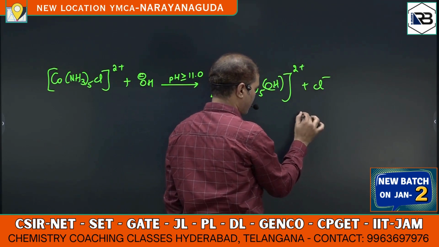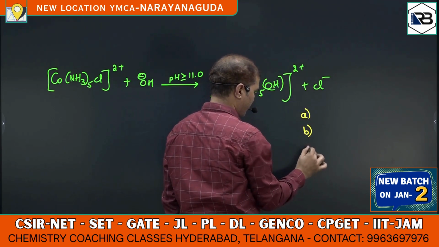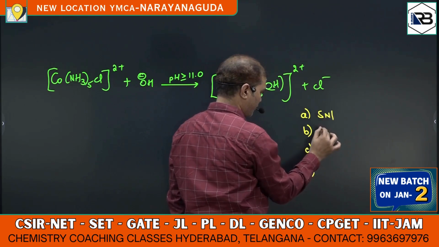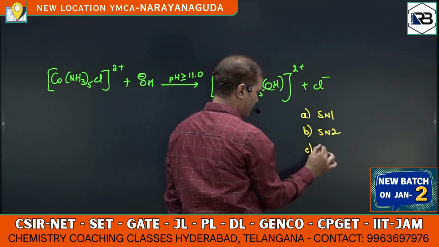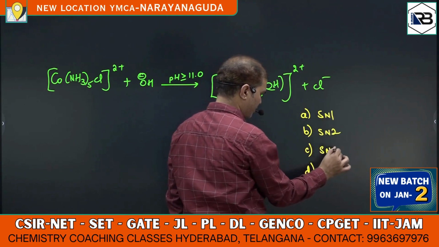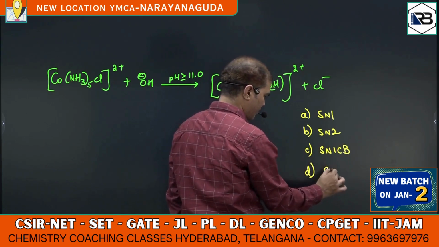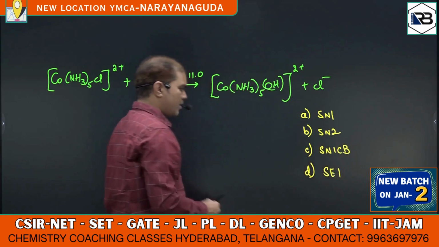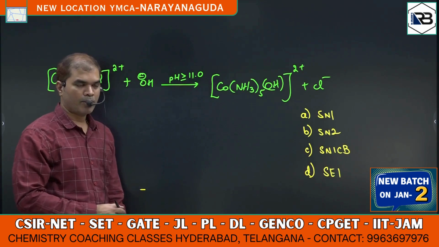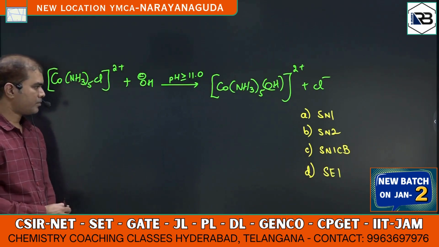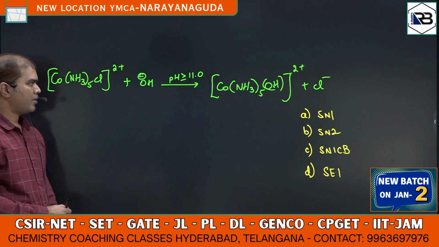what is the mechanistic pathway? Four options given are substitution nucleophilic unimolecular, substitution nucleophilic bimolecular, substitution nucleophilic unimolecular via conjugate base, and substitution electrophilic unimolecular. So what is the option?